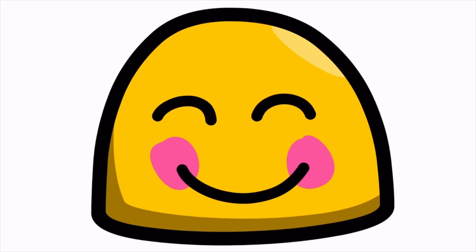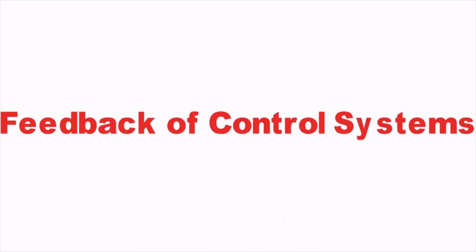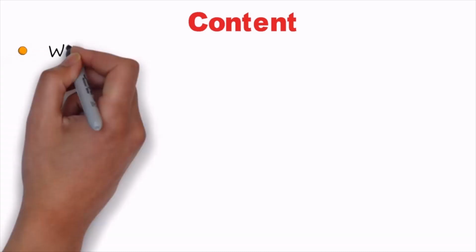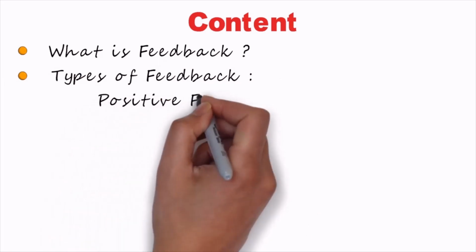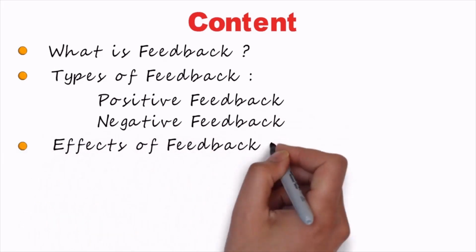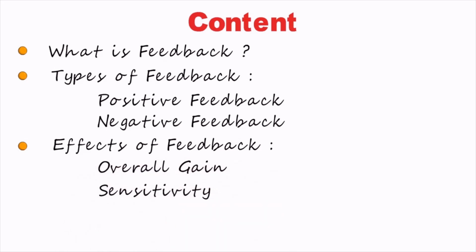After learning the basics of control systems, let's see what feedback is in these control systems. First, let's see what is the content of this video. We will be studying the following topics sequentially. First is what is feedback, then the types of feedback, positive feedback and negative feedback. Then we will see the effects of feedback on various factors: first overall gain, then sensitivity, then stability, and lastly noise.